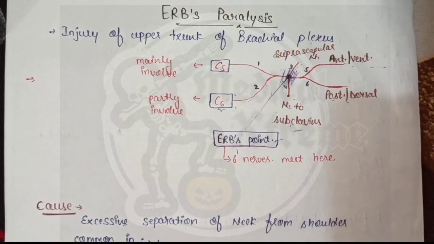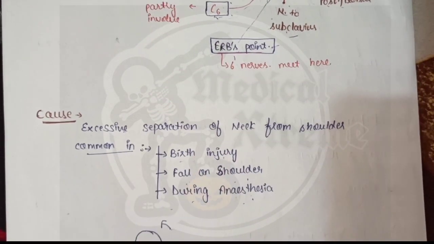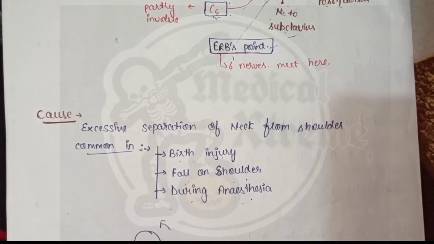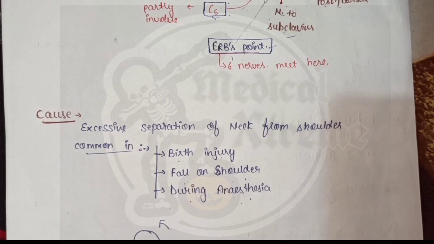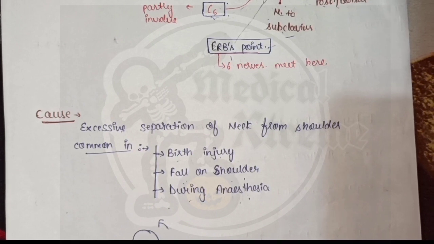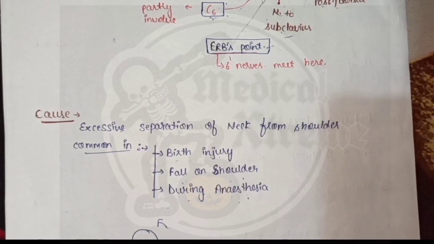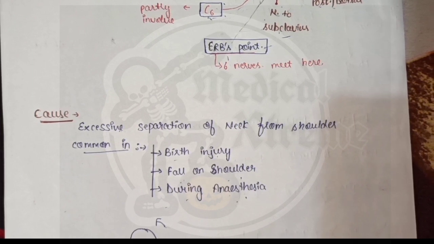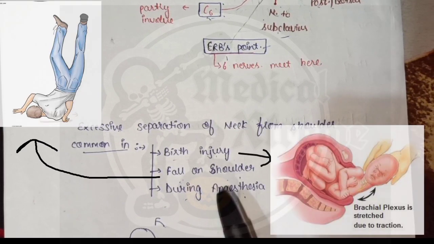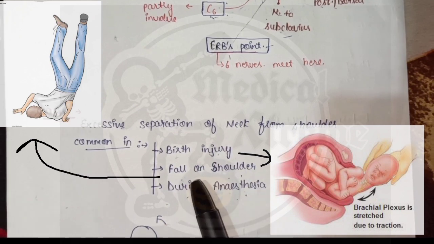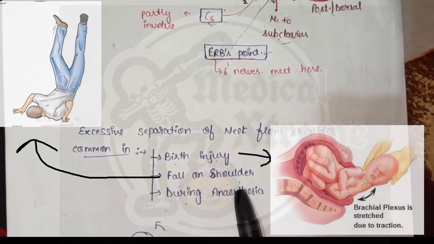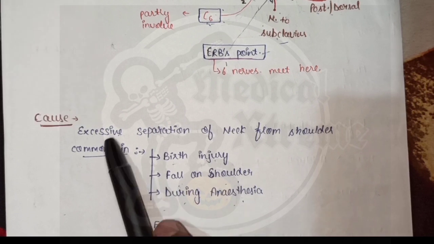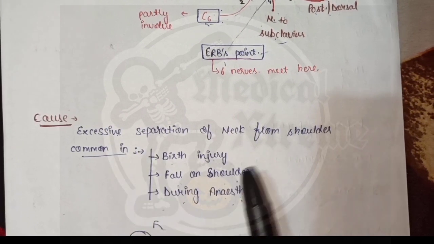Let's talk about its causes. So what are the causes? Basically in this injury, there is an undue or excessive separation of the neck from the shoulder, and this separation is common in birth injury, fall on shoulder, and during anesthesia. So these are the common causes of Erb's paralysis.